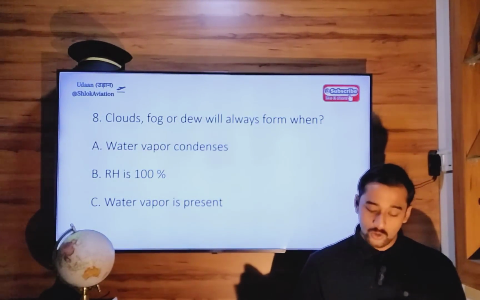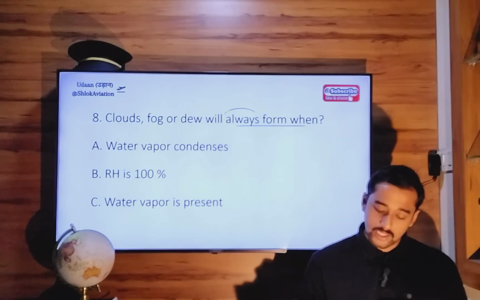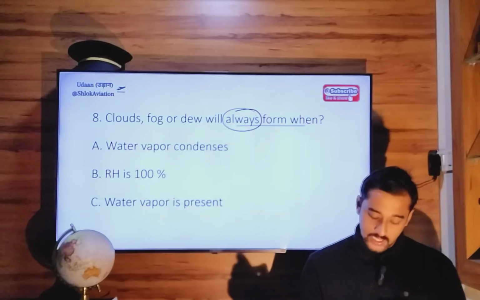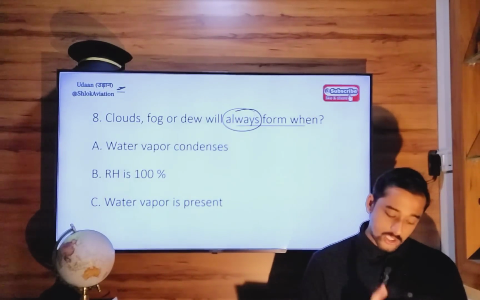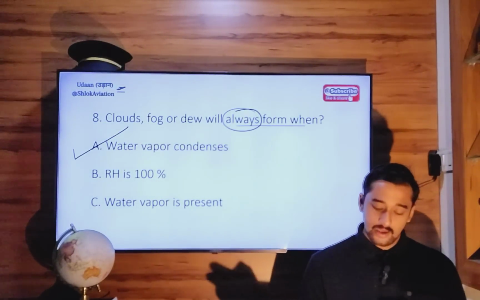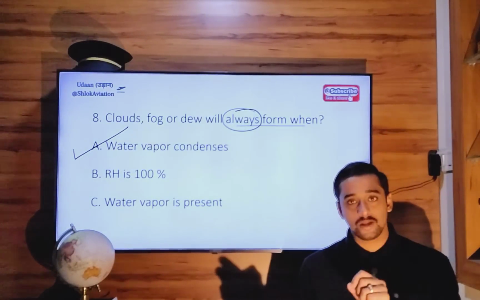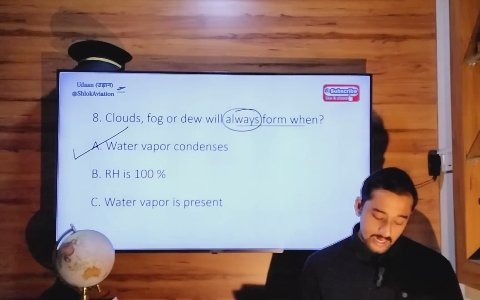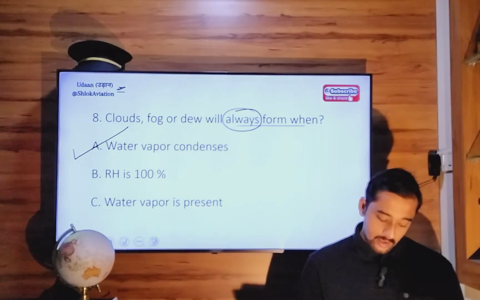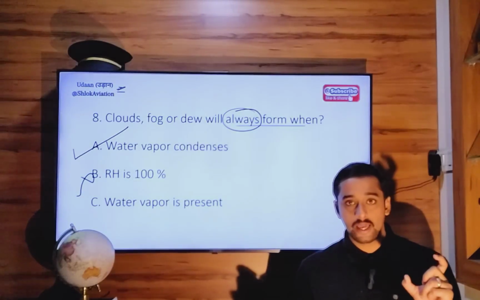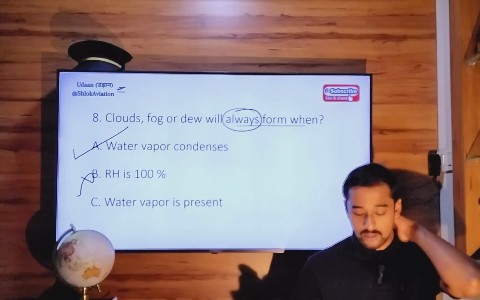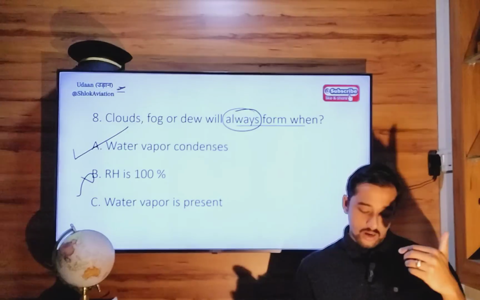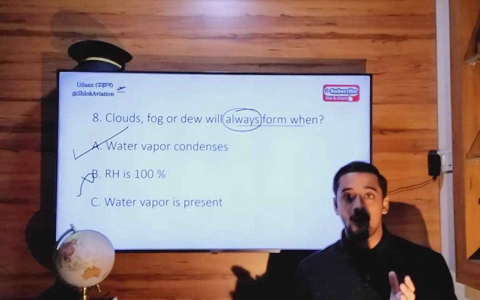Clouds, fog, dew will always form when? Always. Water vapor condenses, relative humidity is 100%, water vapor is present. So the most appropriate answer will be option A. Whenever condensation of water vapor happens, you will get a low level cloud, fog, dew. Now relative humidity can be 100%, but without condensation nuclei, without pollutants, this relative humidity of 100% will not transform into clouds, fog or dew.